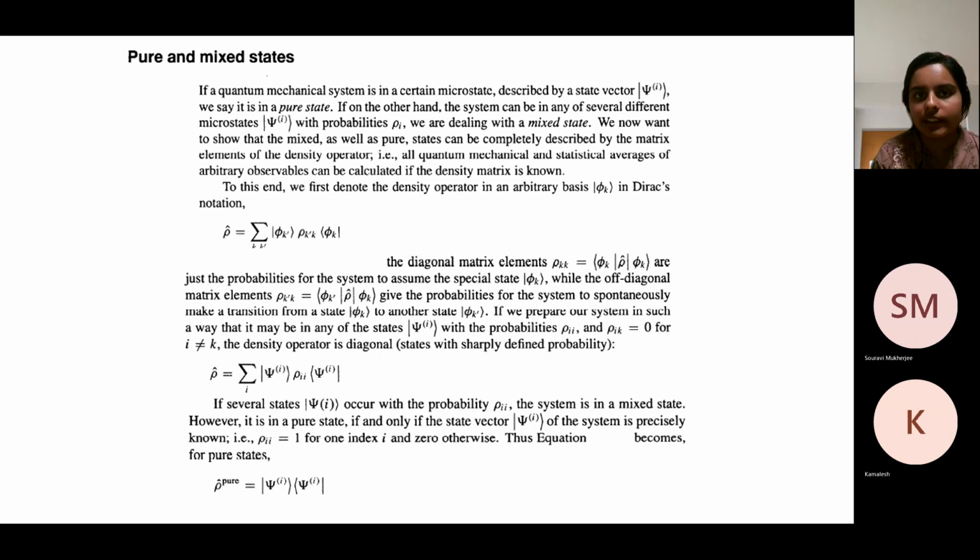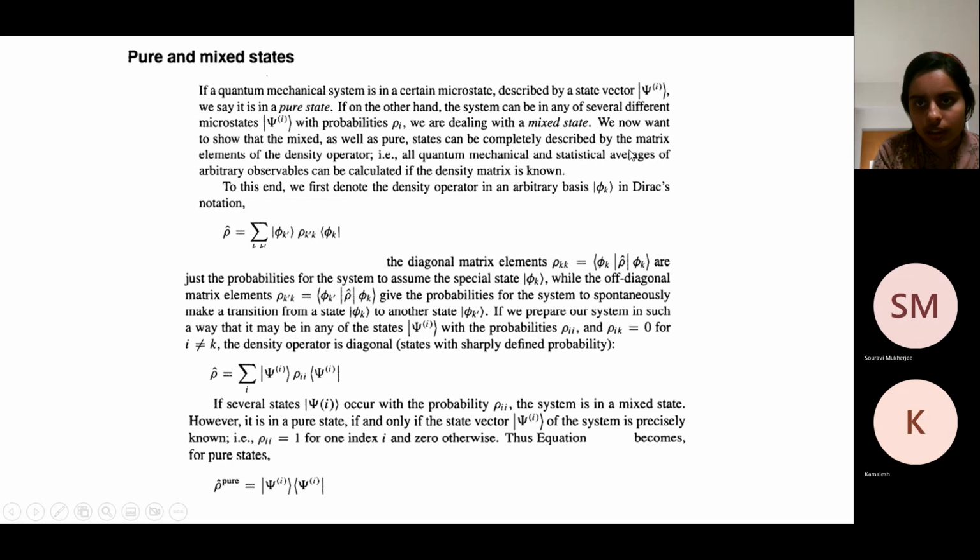So in a quantum mechanical system, if you know that you are in a particular microstate, you can describe that state by some wave function psi, and that is called a pure state. On the other hand, if you have a system where it can be in any of the different microstates with some probability p_i for each state psi_i, then you are dealing with a mixed state. So depending on whether you are in a pure state or a mixed state, your density matrix, or the density operator, changes.